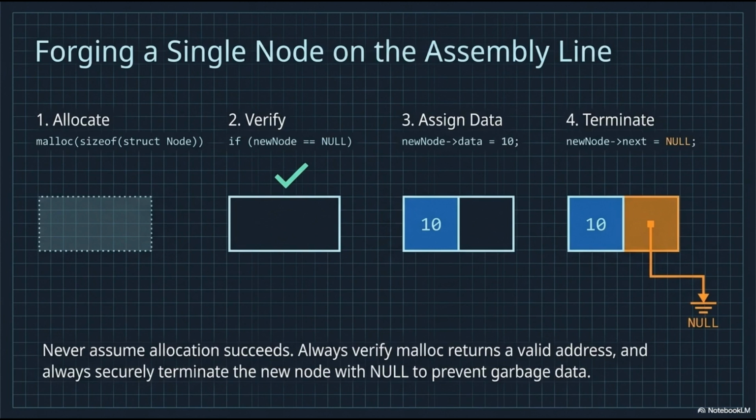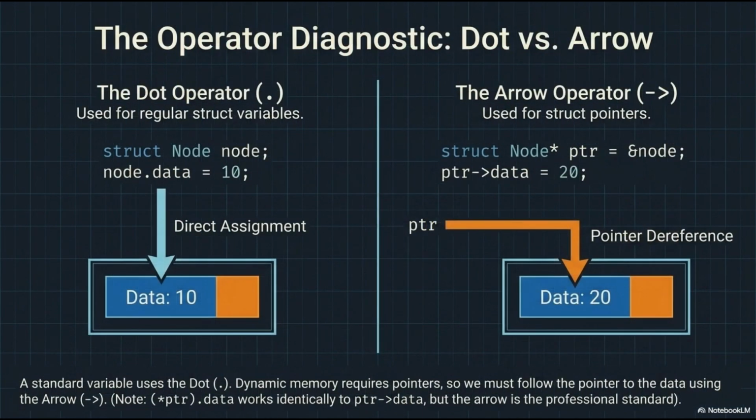You absolutely must set the new node's next pointer to null. If you skip this termination step, your pointer is going to hold random garbage memory. Your code will blindly follow that garbage into a catastrophic crash, which is a really great way to ruin a Friday afternoon. Now, before we actually link them, we need to quickly talk about syntax.